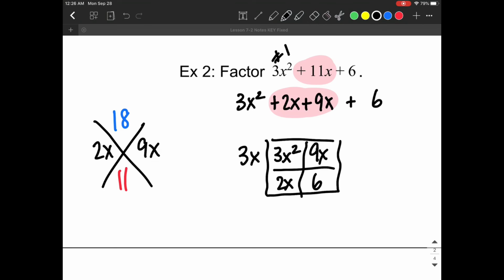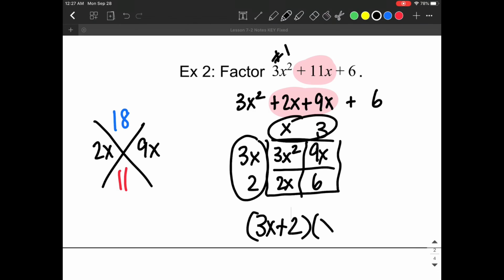So 3x and then x on the top give me 3x squared. 3x times what gives me 9x? That is 3. And x times what gives me 2x? That is 2. Does 3 times 2 give me 6? Yes, it does, so I've done this correctly. Then my factored form is 3x plus 2 times x plus 3. 3x plus 2 times x plus 3, and I'm done.